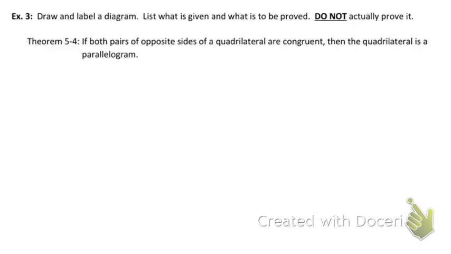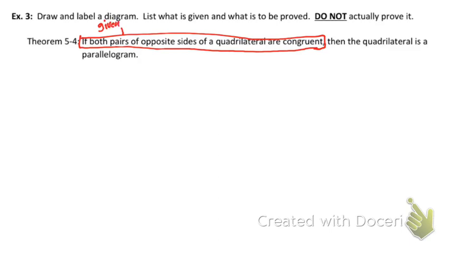It says draw and label. This one's going to go really quick. You just have to know what I'm asking for, honestly. So it says draw and label a diagram. List what is given and what is to be proved. Do not actually prove it. Now, here's the easy way to break these down. See this if statement? It says if both pairs of opposite sides of a quadrilateral are congruent, then the quadrilateral is a parallelogram. Your if statement is going to be the given. The then statement is going to be your prove statement. This is what we need to prove.